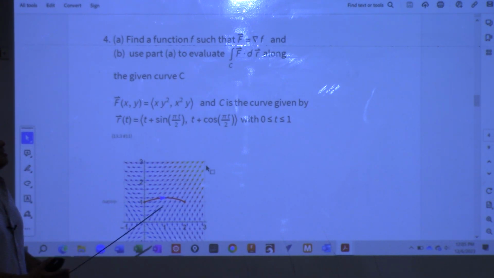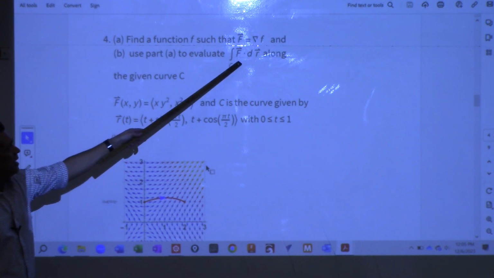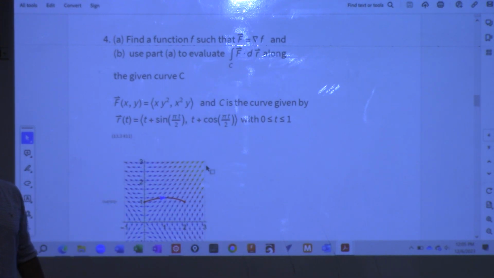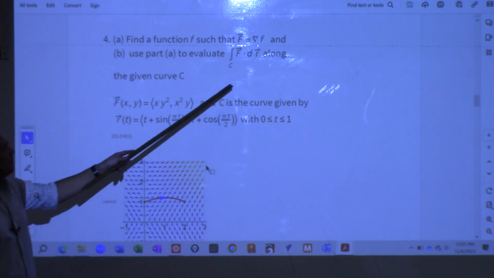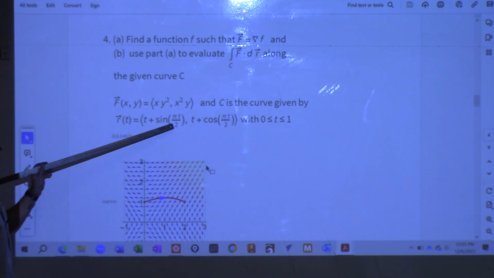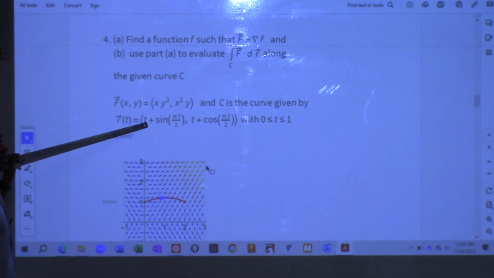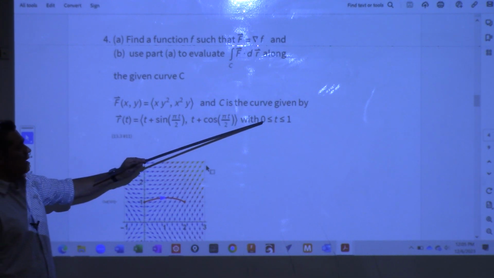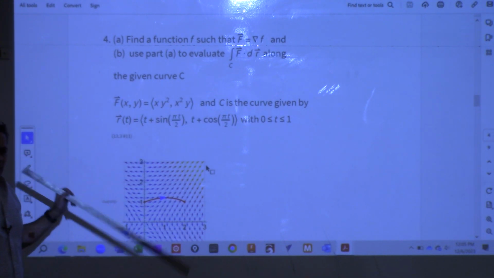So you have to understand there's a connection between this potential function and a line integral, and that is the fundamental theorem of line integrals. If you're trying to find a line integral and you know the potential function, then the value of the line integral is equal to the value of the potential function evaluated at the endpoints of the curve that you're given. And I give you the curve. I don't give you the endpoints, but you can get the endpoints by just evaluating it at 0 and at 1. That would give you the two endpoints.